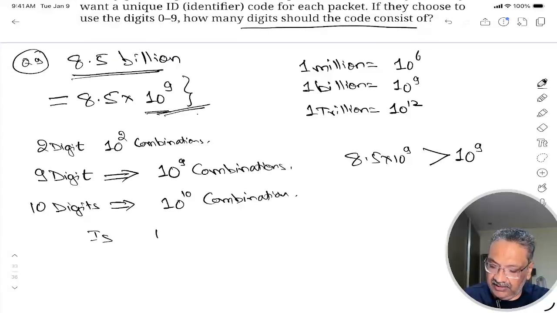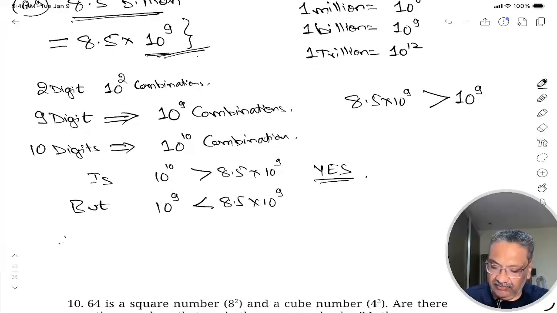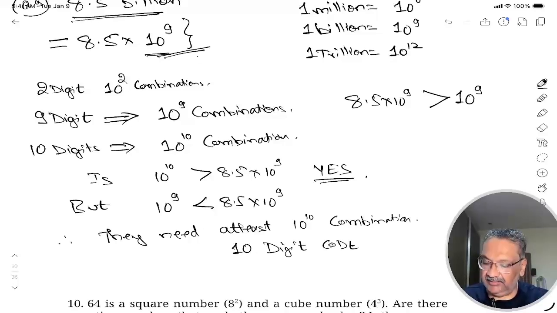Now, is 10 to the power of 10 greater than 8.5 into 10 to the power of 9? Yes, correct? But if there is one digit less, 10 to the power of 9 is lesser than 8.5 into 10 to the power of 9. Correct? Therefore, they need at least 10 to the power of 10 combinations. That means they need a 10 digit code.